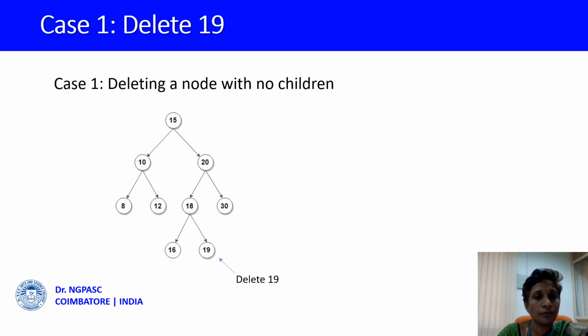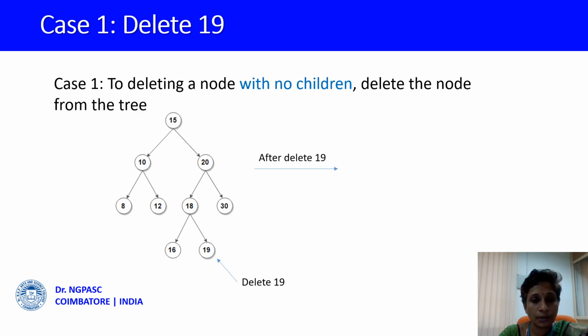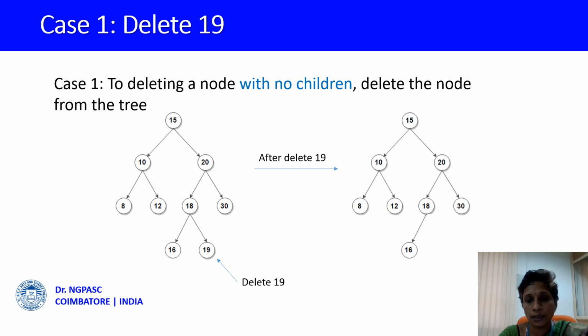So we'll look into case 1 first, which is deleting a node with no children. Here we are going to delete the element 19. 19 is the leaf node, which means that it has no children. 19 is the right child of 18. So we have to set 18's right child to null, so that 19 will be deleted from the tree, and the resultant tree will be like this. The 19 is removed from the tree here.